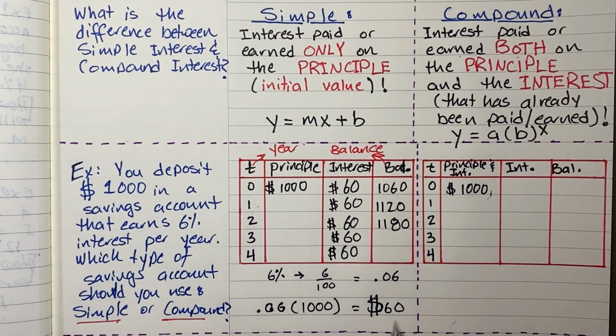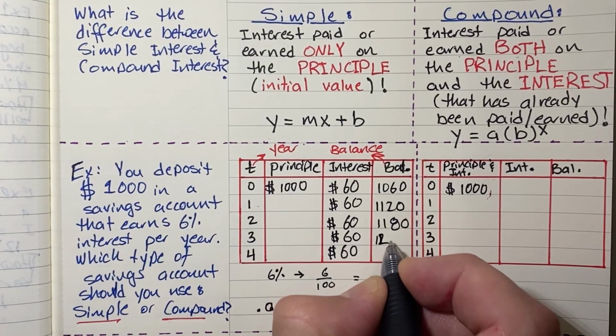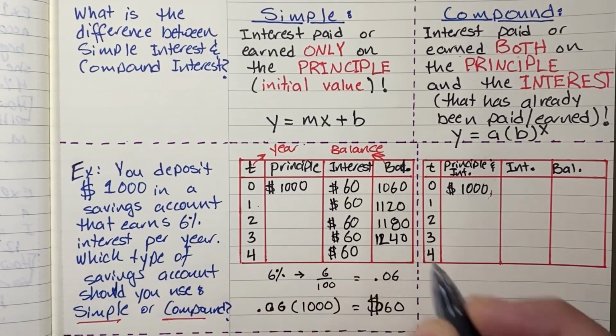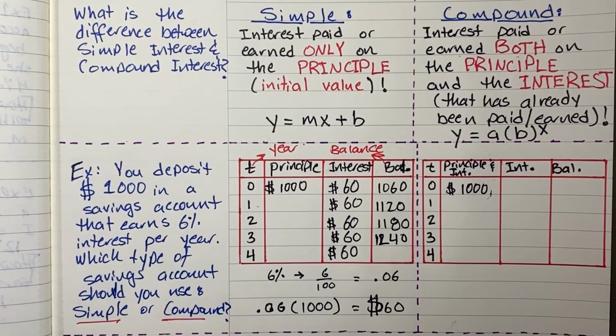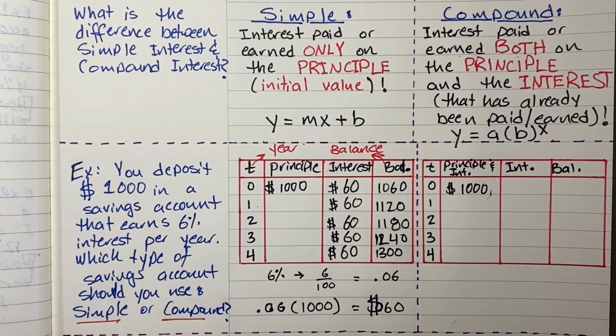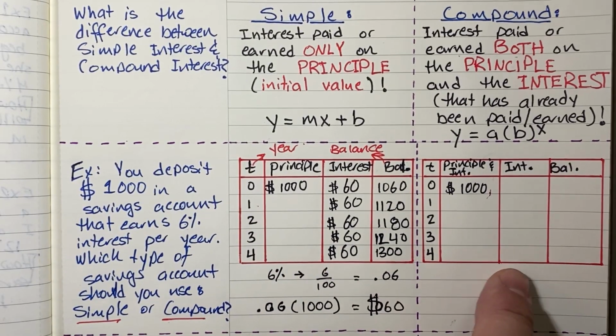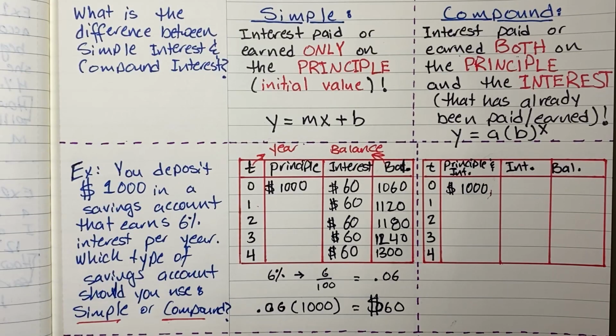So after that, it's going to be 1,240, and then another 60 after that. That's going to give us 1,300. Okay, so by the fourth year, $1,300. So let's go ahead on the other side and compare the interest now and the balance for the compounded situation.